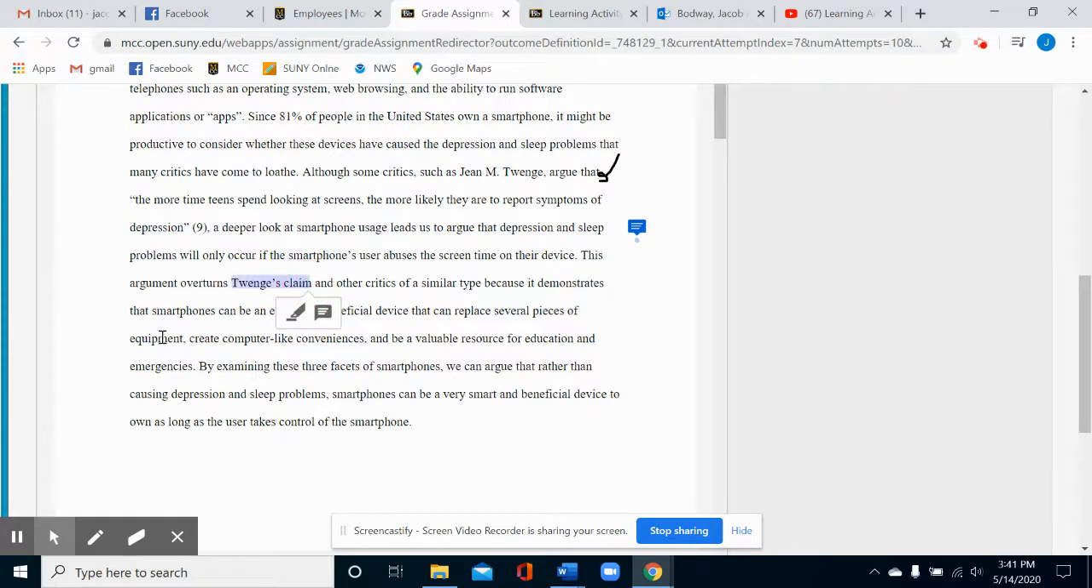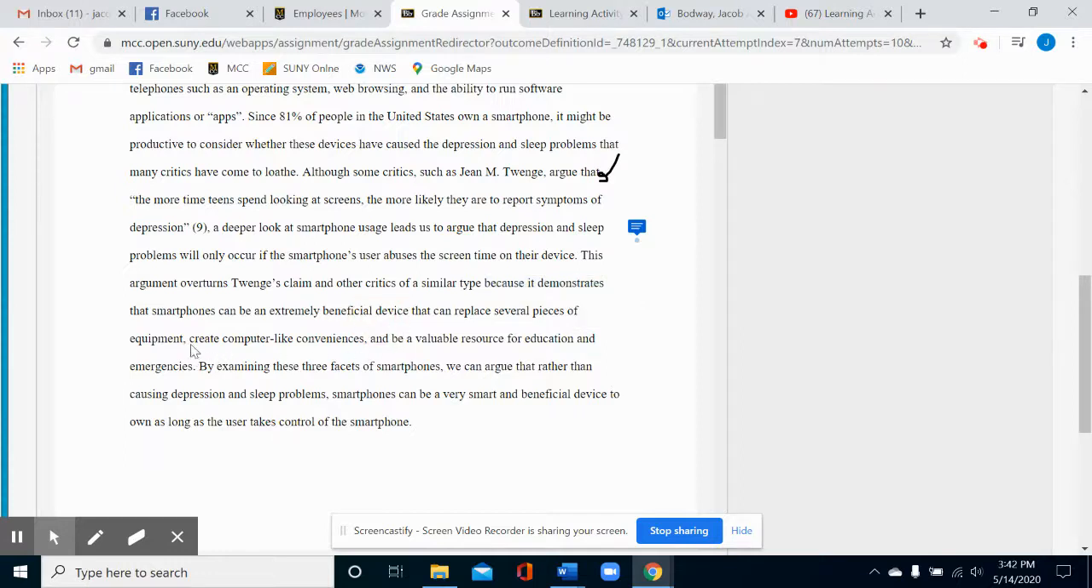Okay, so this argument overturns Twenge's claim. This is the stakes of the argument. Why is this argument important? Well, it overturns someone else's claim. This is why it's important. It's challenging someone else. Okay? It provides a reason: because. Why is it important? Because it's important for these reasons.